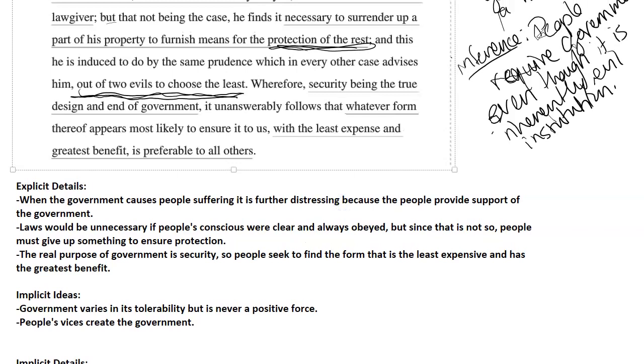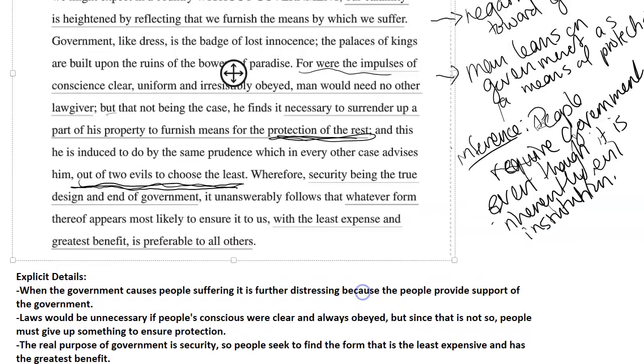The implied idea here is that government varies in its tolerability, but it's never a positive force. And we see the author reiterating this throughout the whole passage, especially through his word choice. And last one, people's vices create the government.